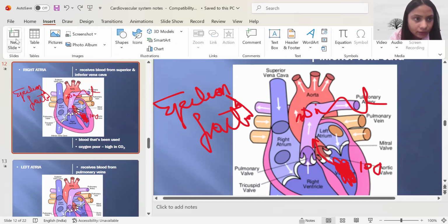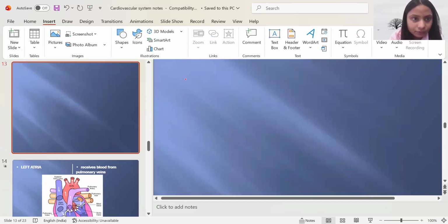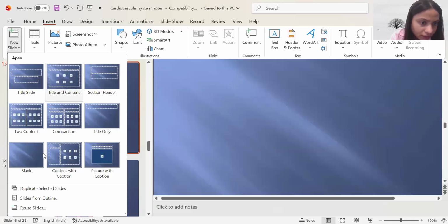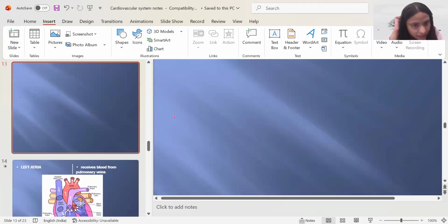Insert new slide. How can I change the slide color to blank? Okay, let's understand this. Let me make a heart for you all. So this is the heart. From your SA node, you have the AV node, then the bundle of His, and then the Purkinje fibers. This is how it works.